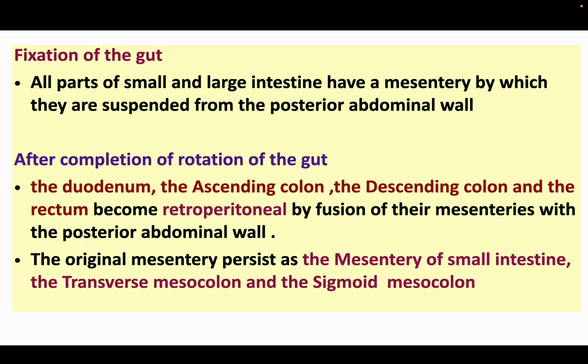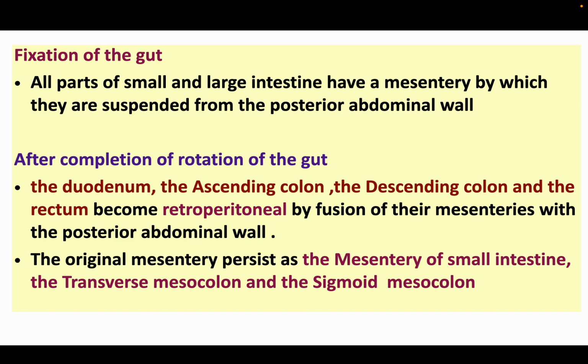Now once the rotation is happening, the gut is returned to the abdominal cavity. The next step is fixation of the gut. So all parts of the small and large intestine have a mesentery by which they are suspended from the posterior abdominal wall. But after the completion of the rotation of the gut, the duodenum, the ascending colon, the descending colon and the rectum, they become retroperitoneal.